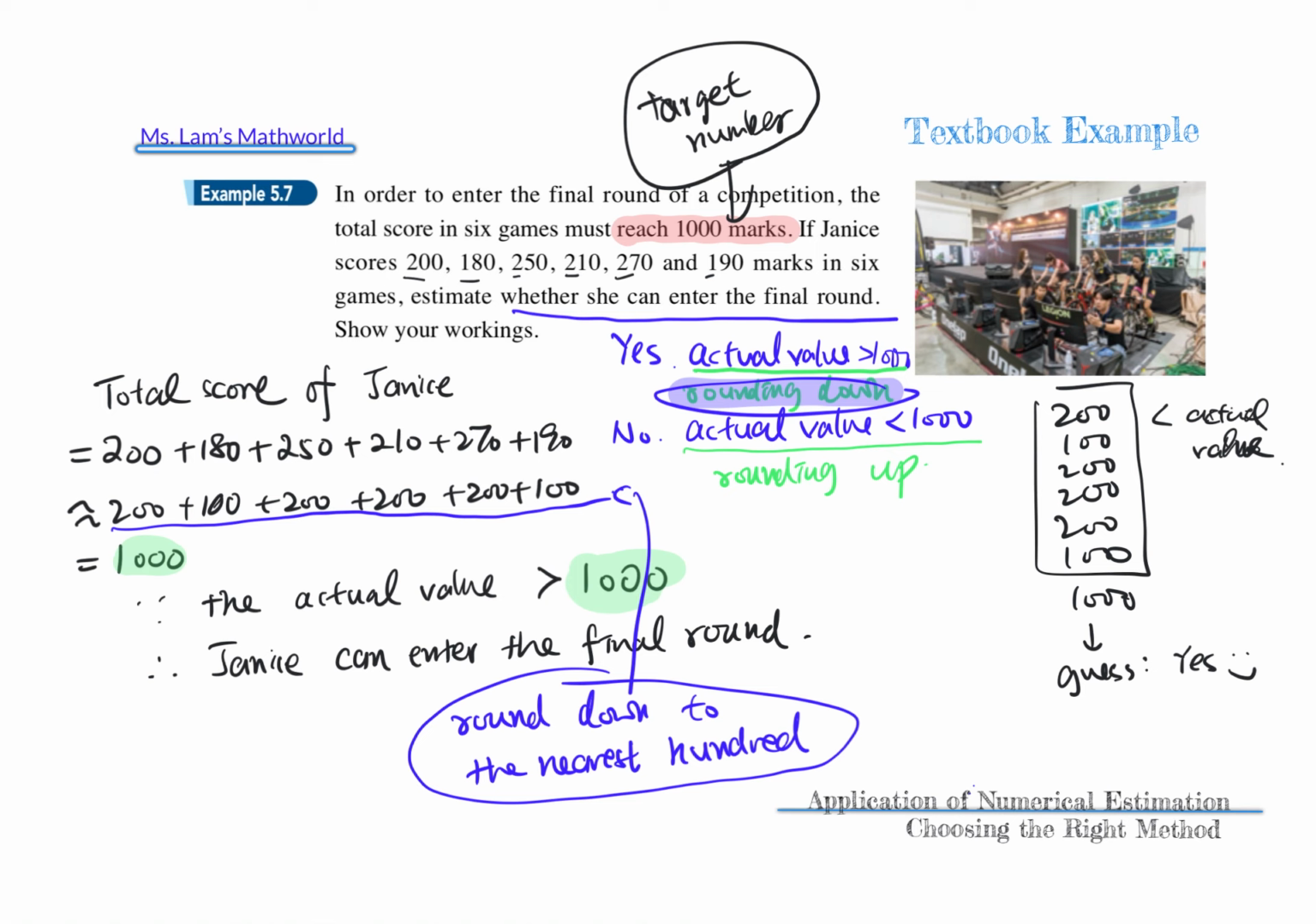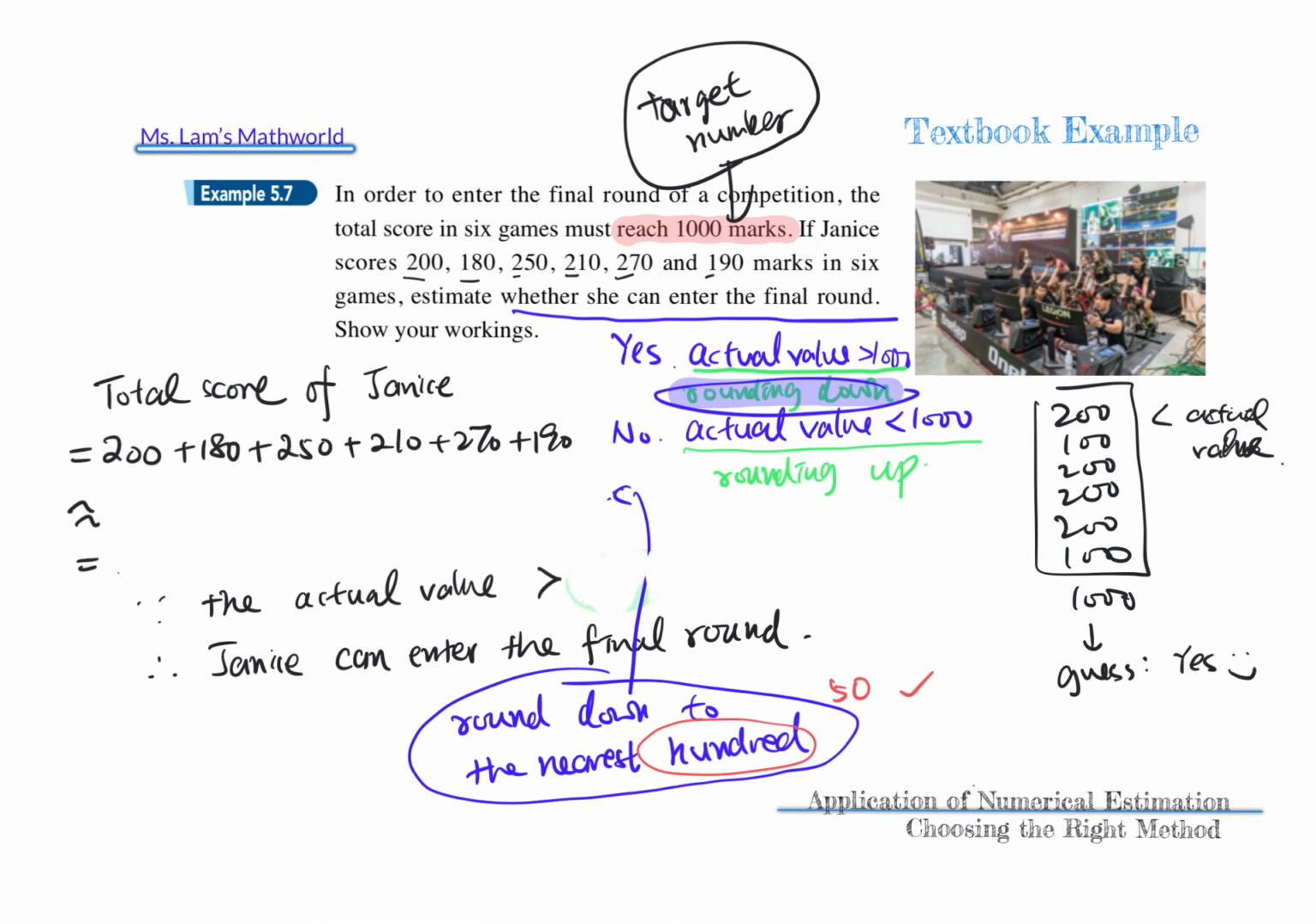And you may question, may I round down to other numbers? I don't like to round down to the nearest 100. No problem. We can round down to other numbers like the nearest 50, which is also correct. And if it is 50, the work is also very simple. So you just need to change the numbers like this, what you see. So round down to the nearest 50. So we change the numbers in this way.